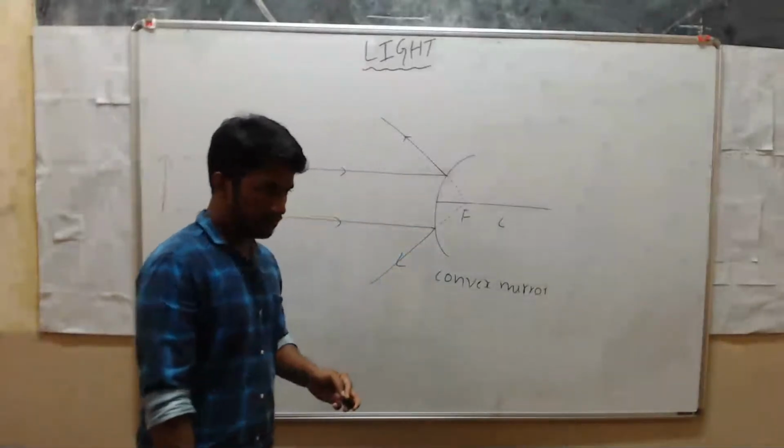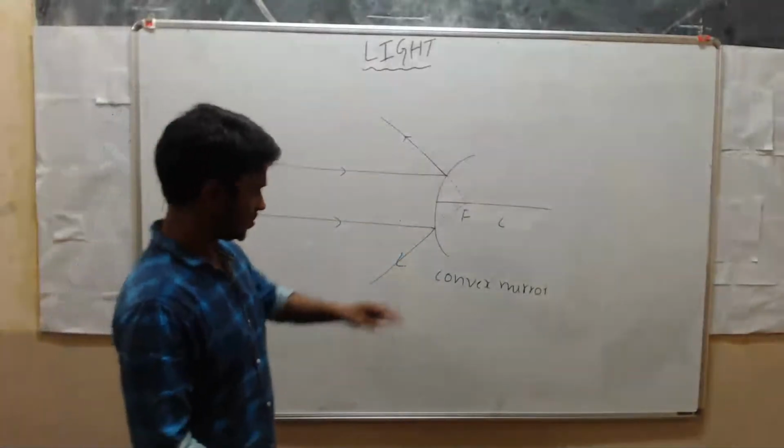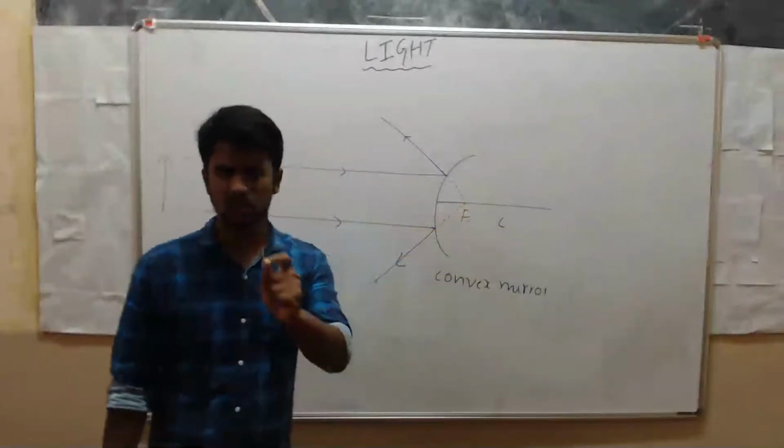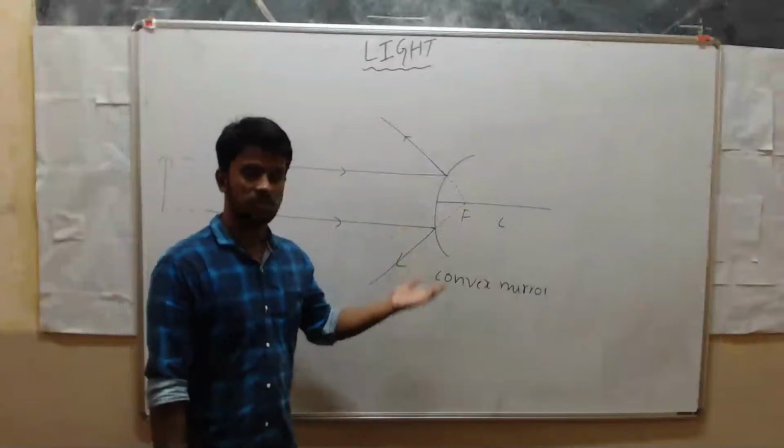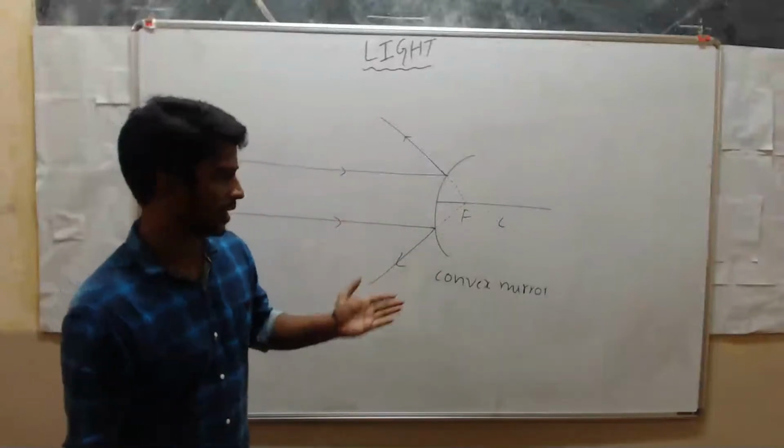So what about size? Size is highly diminished and it is point sized. Then the nature of the image: the nature of the image is virtual and erect.